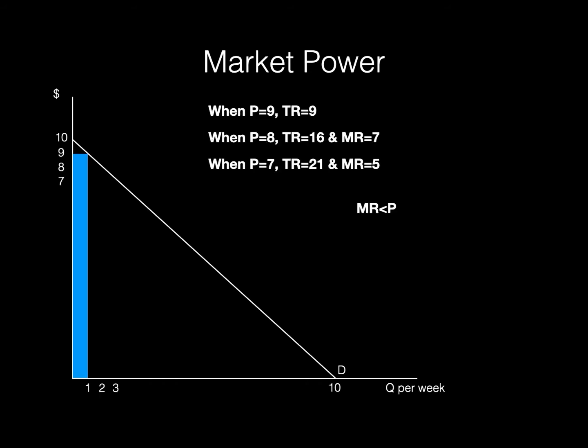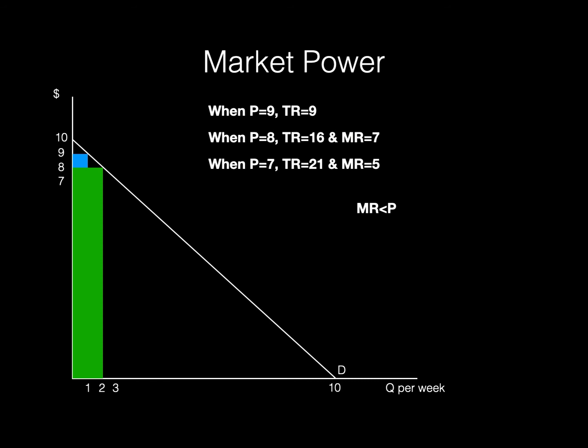The blue area represents the total revenue when the firm is charging a price of $9 and is producing 1 unit of output. The total revenue equals 9. If in the following week the firm wants to sell 2 units, it will have to lower its price to $8. Now the firm's total revenue is $16. This total revenue is represented by the area of the green rectangle. This implies that the total revenue increased by 7, which is less than the market price.